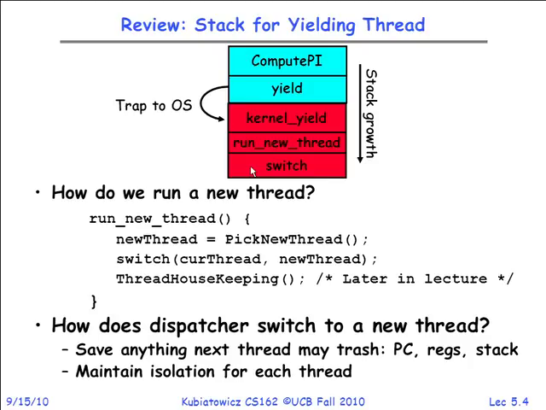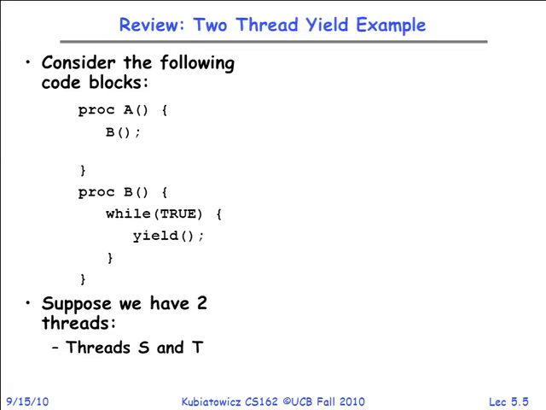In fact, it's the PC down at switch that we care about, because what we're going to do is save the PC for this when we switch to somebody else, and then when we come back to this, we'll have the PC to return, and our return path is actually returning out of switch into run new thread and returning back up and then returning to yield. That's part of this horseshoe diagram I showed you last time, which we're going to make sure you all get. So here it is, the two-thread example.